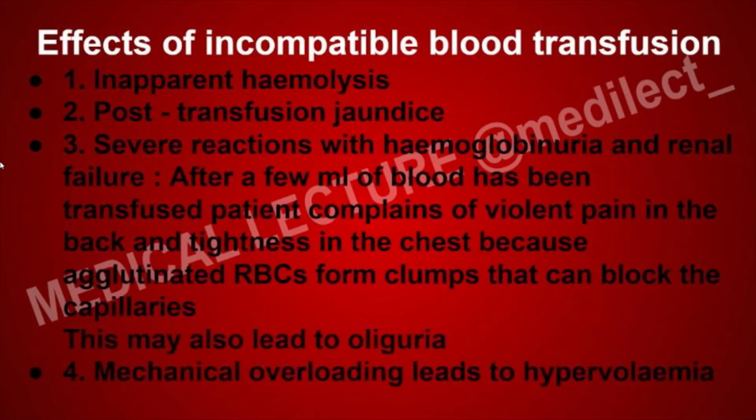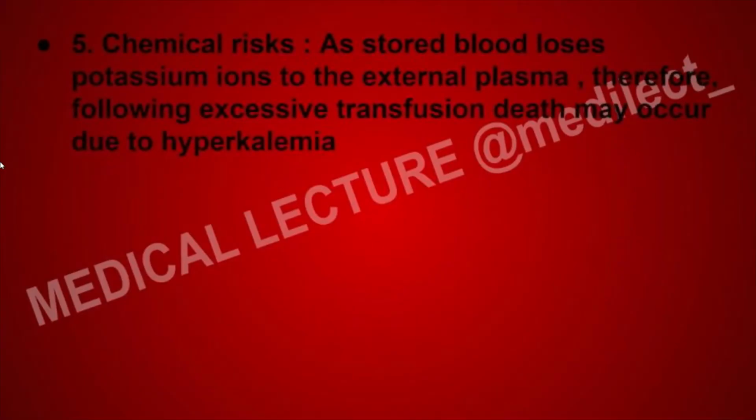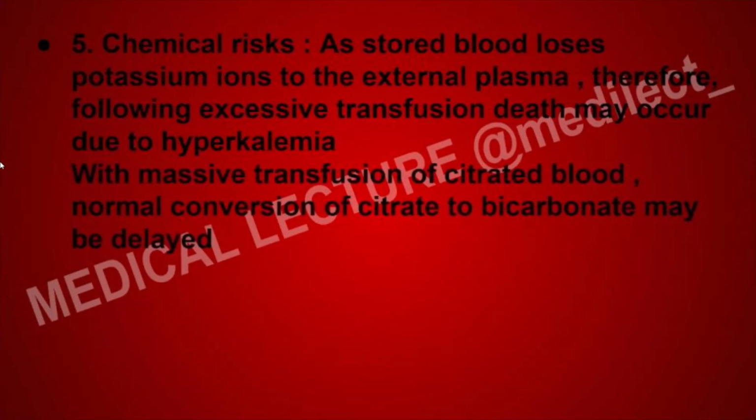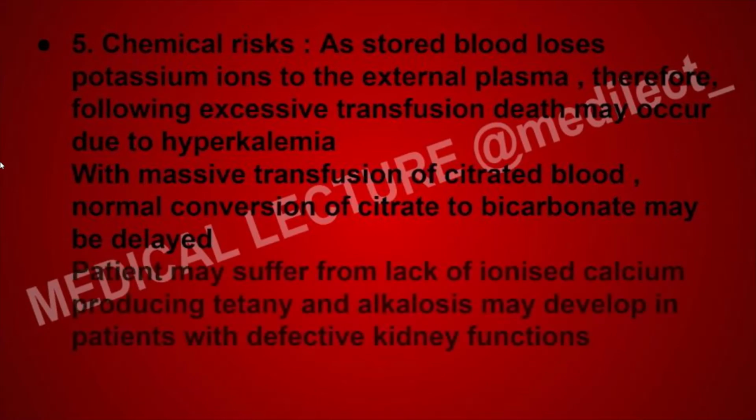Next is mechanical overloading, which leads to hypervolemia. Now, chemical risk. As stored blood loses potassium ions to the external plasma, following excessive transfusion, death may occur due to hyperkalemia. And with massive transfusion of citrated blood, normal conversion of citrate to bicarbonate may be delayed. That's why all such chemical risks may occur. The patient may suffer from lack of ionized calcium, producing tetany, and alkalosis may develop in a patient with defective kidney functions. So this is very important to understand.